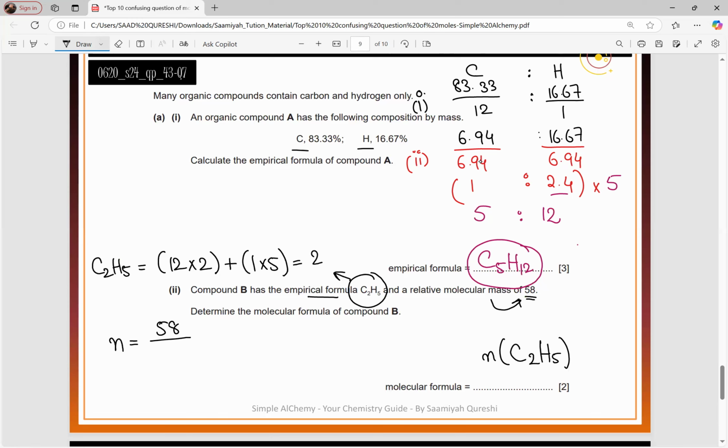So it's going to be 24 plus 5, 29. So 58 divided by 29, the answer is 2. So we'll multiply this empirical formula with 2. 2 times C2H5, and the answer is C4H10. That's the answer. That's the molecular formula.